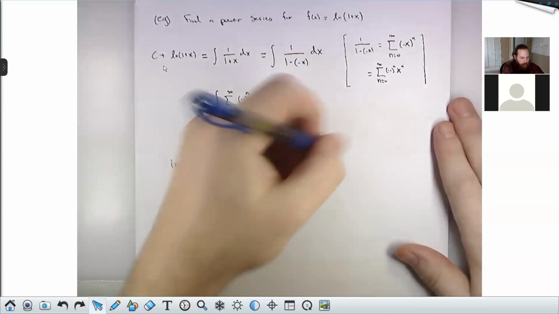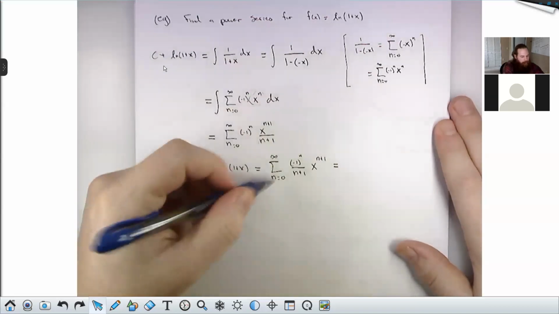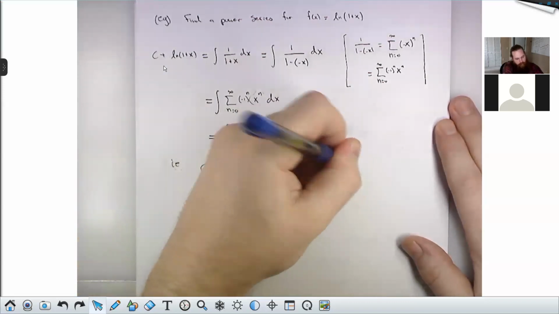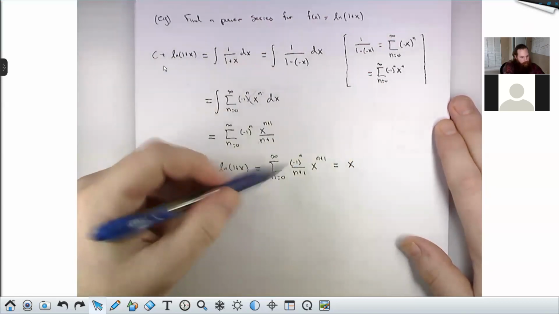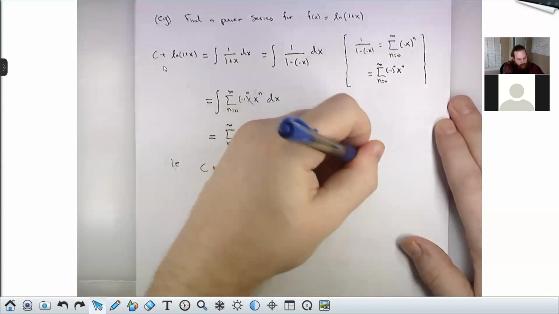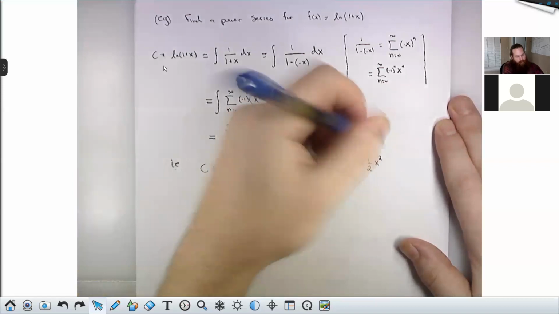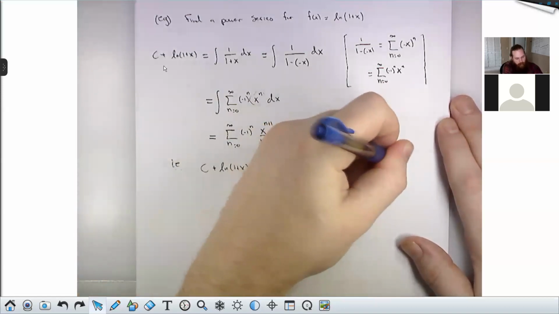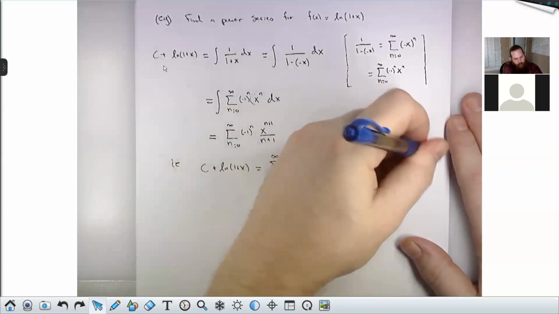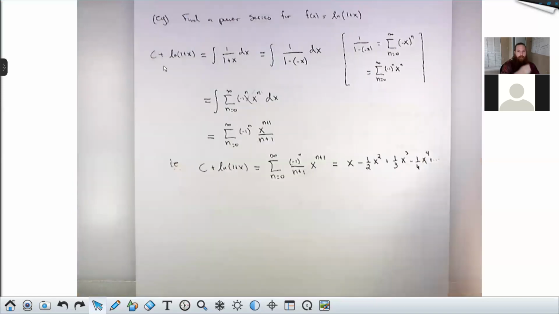And if I write out the first few terms of this series to get a feel for it, when I plug in n equals 0, I get 1 over 1 times x to the 1. That's x. Then plus negative 1 to the 1 over 1 plus 1 times x squared. That's minus 1/2 x squared. And then I would have plus 1/3 x cubed minus 1/4 x to the 4, and so on. So this infinitely long polynomial is equal to this function for some choice of the constant c.